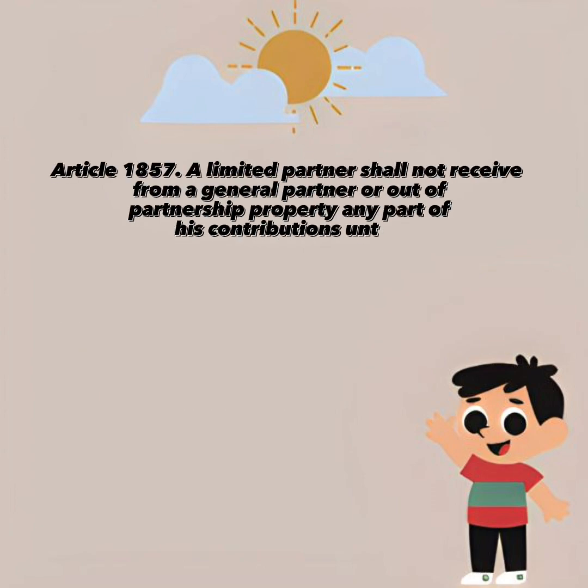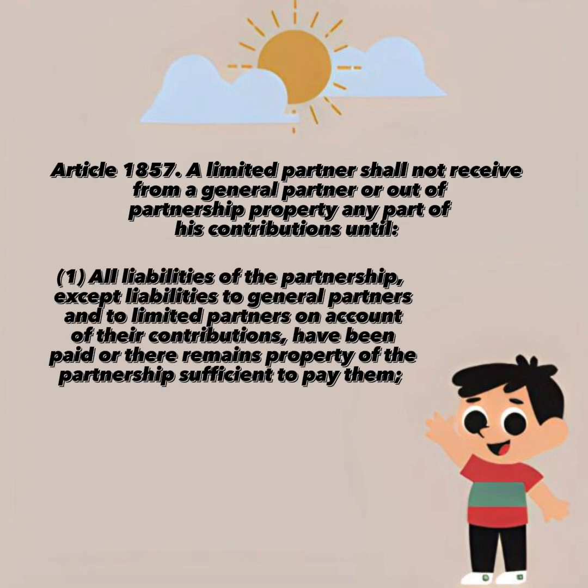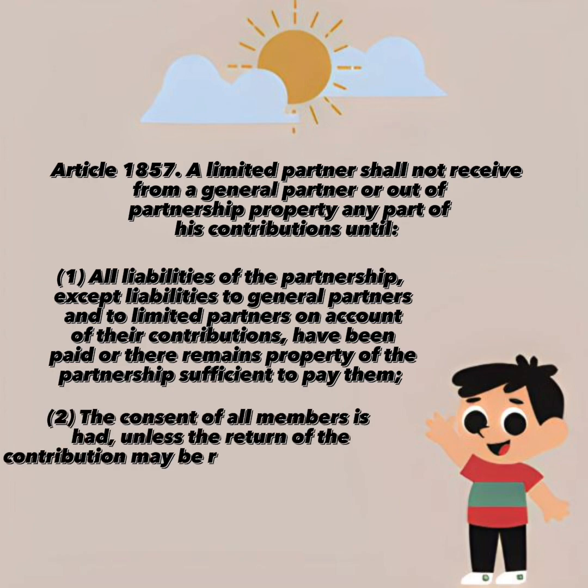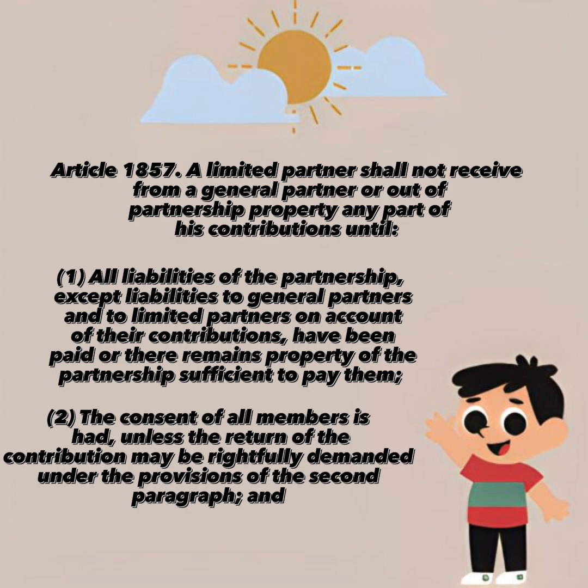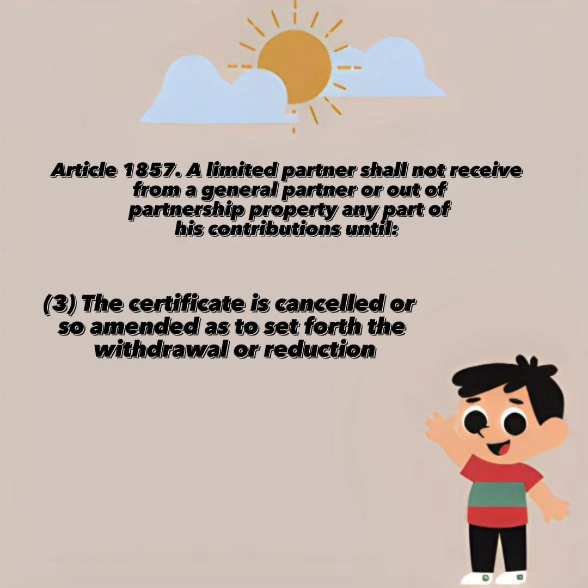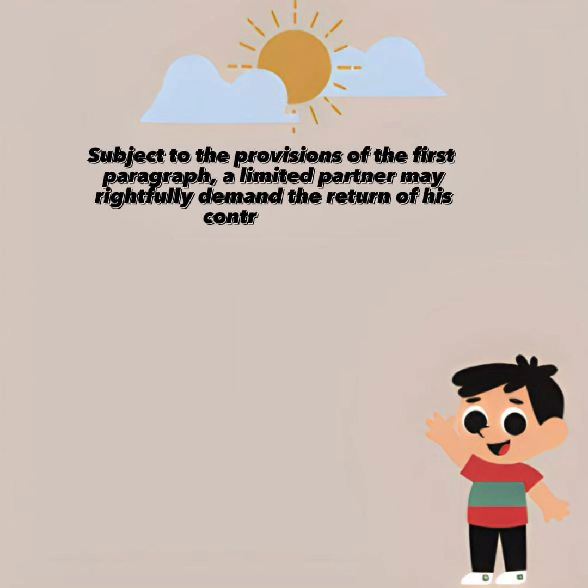Article 1857. A limited partner shall not receive from a general partner or out of partnership property any part of his contributions until 1. All liabilities of the partnership, except liabilities to general partners and to limited partners on account of their contributions, have been paid, or there remains property of the partnership sufficient to pay them, 2. The consent of all members is had, unless the return of the contribution may be rightfully demanded under the provisions of the second paragraph, and 3. The certificate is cancelled or so amended as to set forth the withdrawal or reduction, subject to the provisions of the first paragraph.